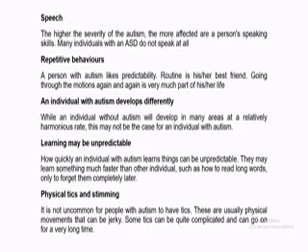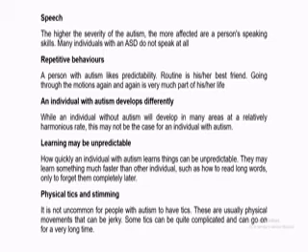Repetitive behaviors. A person with autism likes predictability. Routine is her best friend. Going through the motions again and again is very much part of her life. An individual with autism develops differently, while an individual without autism will develop in many areas at a relatively harmonious rate. This may not be the case for an individual with autism.